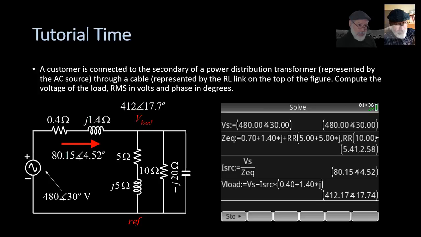How do I know it's RMS? Because I'm using RMS phasors. All the phasors will be affected by the same factor, 1 over root 2.